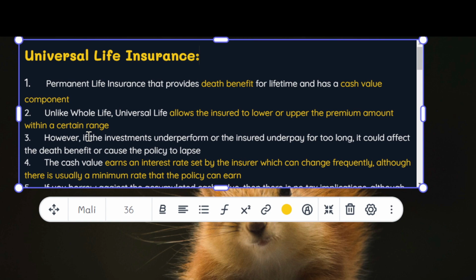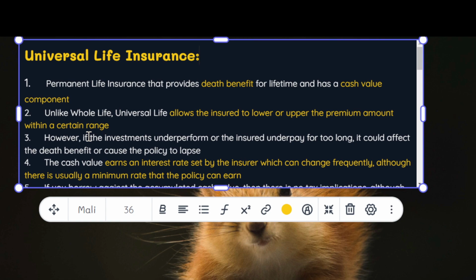However, if the investments underperform, wherever the insurance company is investing your money, or the insured underpays for too long, it could affect both your death benefit as well as your cash value. That is true for any universal life insurance policy.